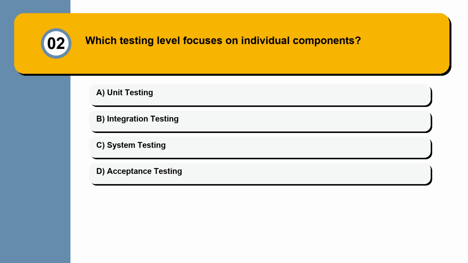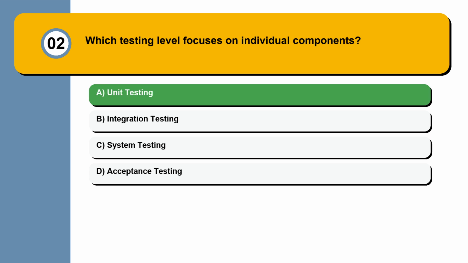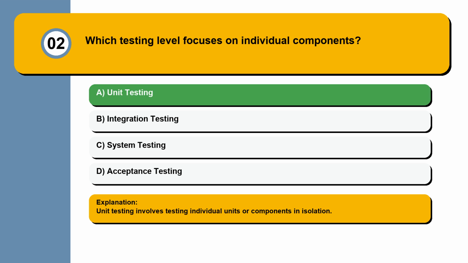Question 2. Which testing level focuses on individual components? Unit testing, integration testing, system testing, acceptance testing. Unit testing involves testing individual units or components in isolation.